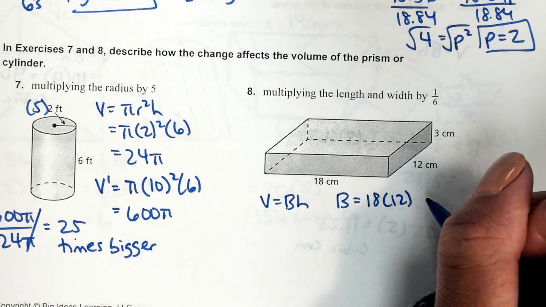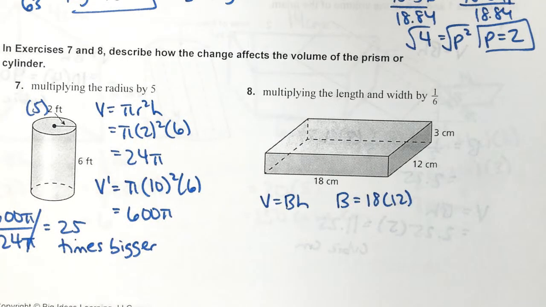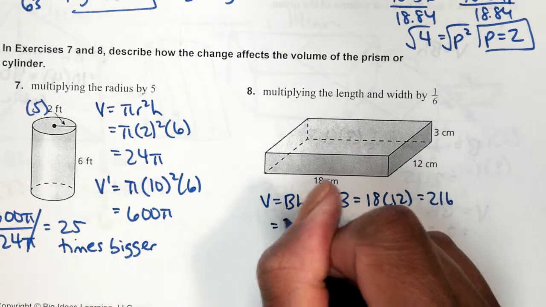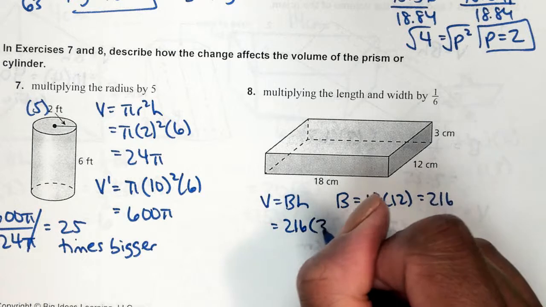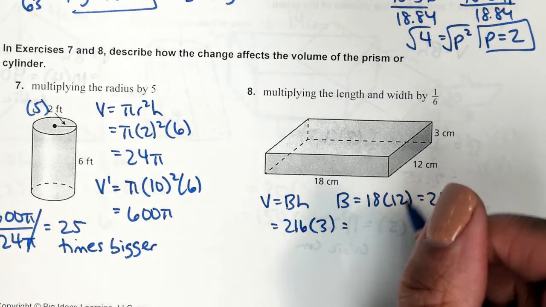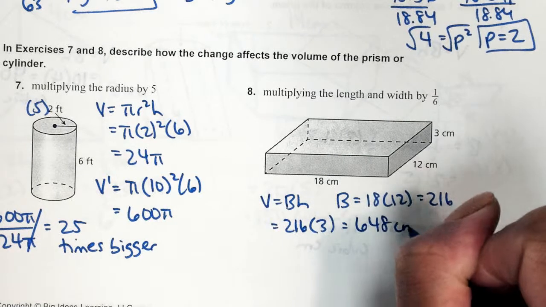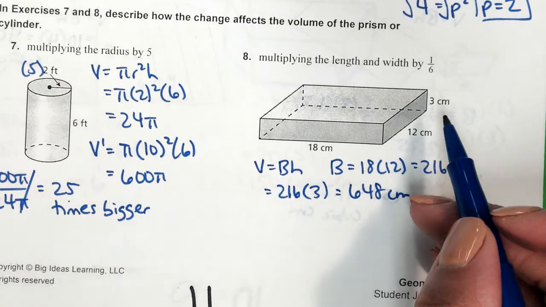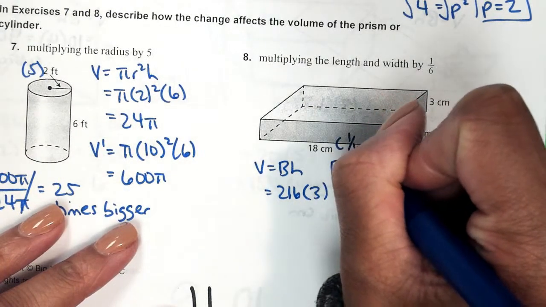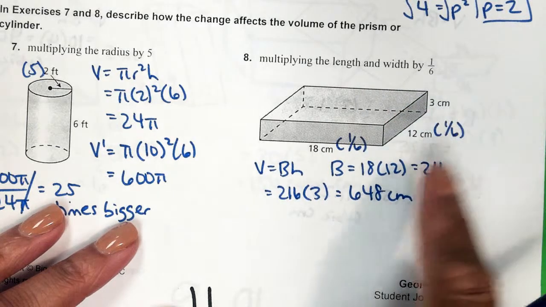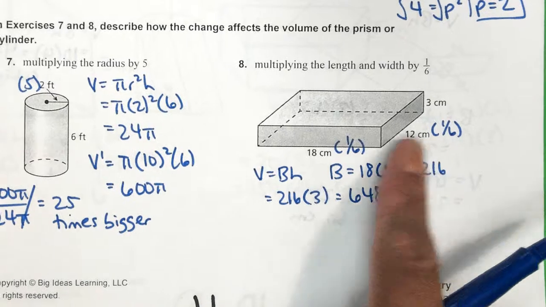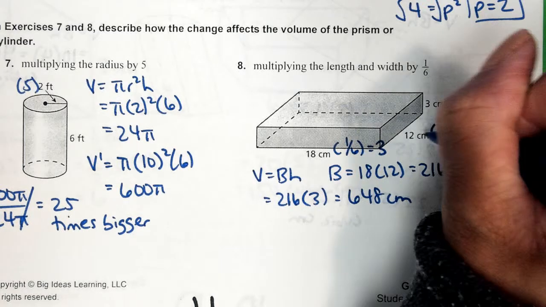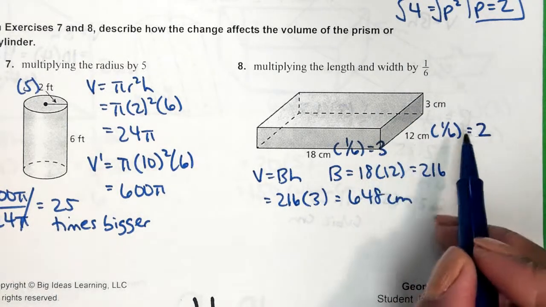So 18 times 12 is 216. So 216 times the height, which is 3, gives me 648 cubic centimeters. Then, what happens if we multiply the length and the width by 1/6? We do 1/6 and 1/6, not the height, just the length and the width. So 18 divided by 6 gives me 3, and 12 divided by 6 gives me 2. So my new dimensions are 3 and 2.